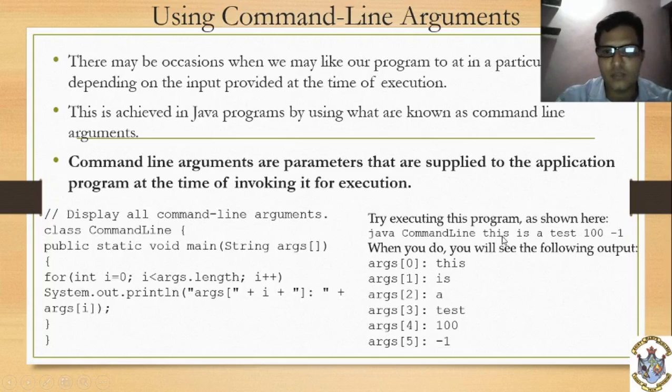Args, how many arguments are there? 1 2 3 4 5 6. Then what is the length of args? 6. Args of 0 is "this". Args of 1 is "is". Args of 2 is "a". Args of 3 is "test". Args of 4 is "100" and args of 5 is "minus 1". Okay, got it? So please observe here.